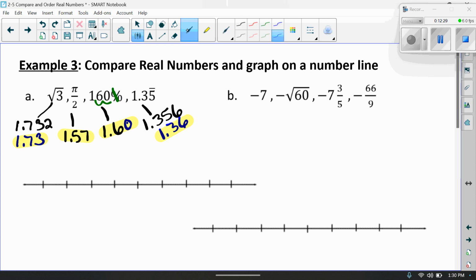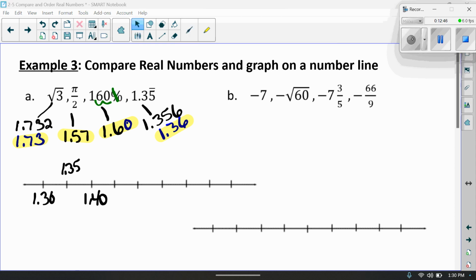So let's put our numbers on our number line. So I'm going to put 1.3 down here. And I'm going to skip that line in the middle, and I'm going to put 1.4 here. Does everybody understand why? So if I go out to the hundredths place, it's 1.30, then 1.40. So right in the middle is 1.35. Does everybody understand that? Okay.